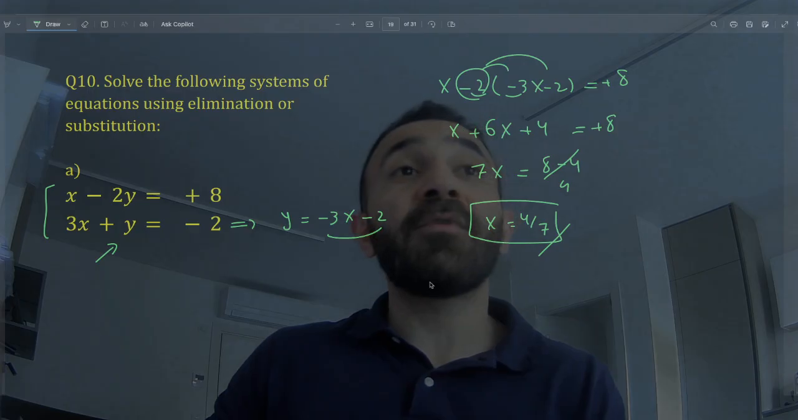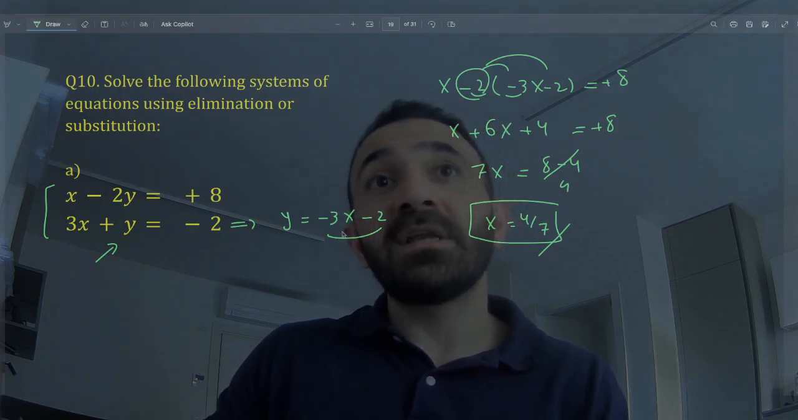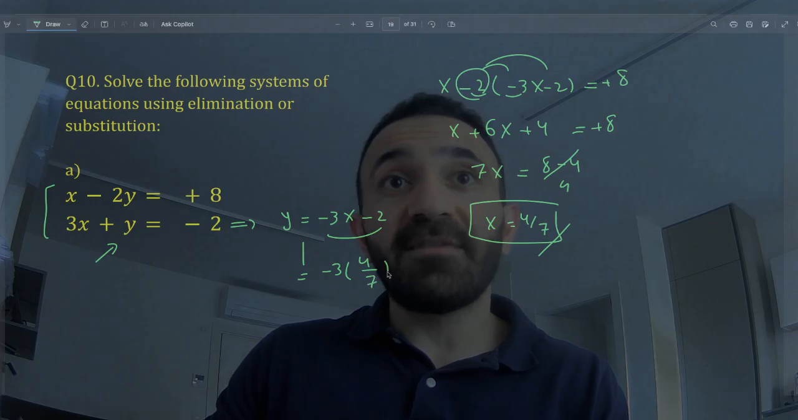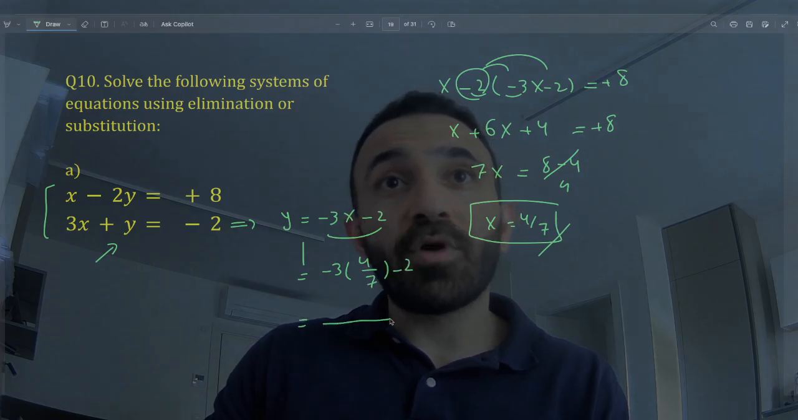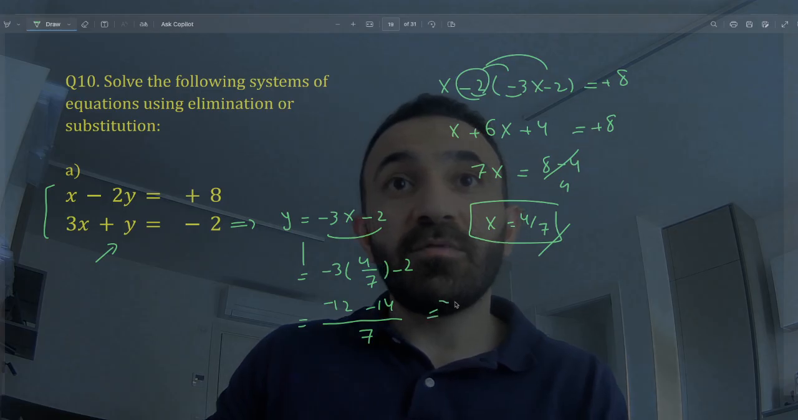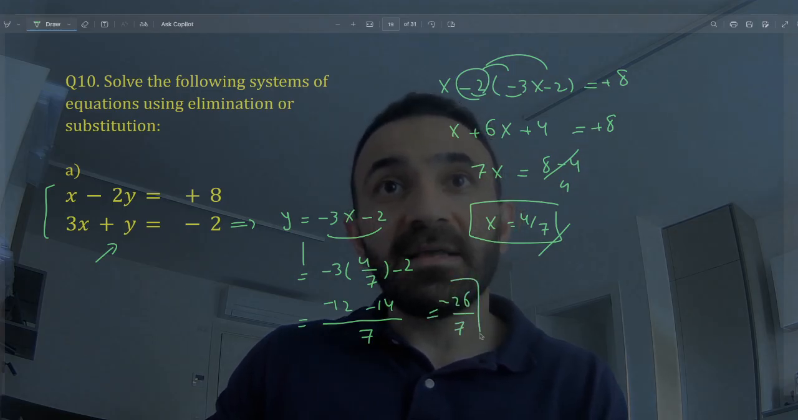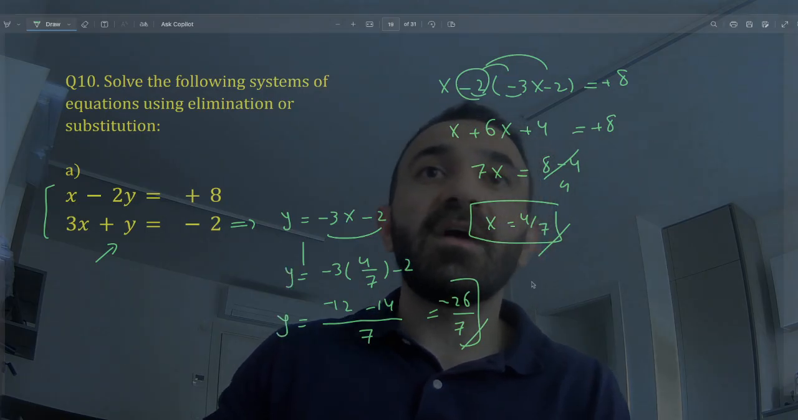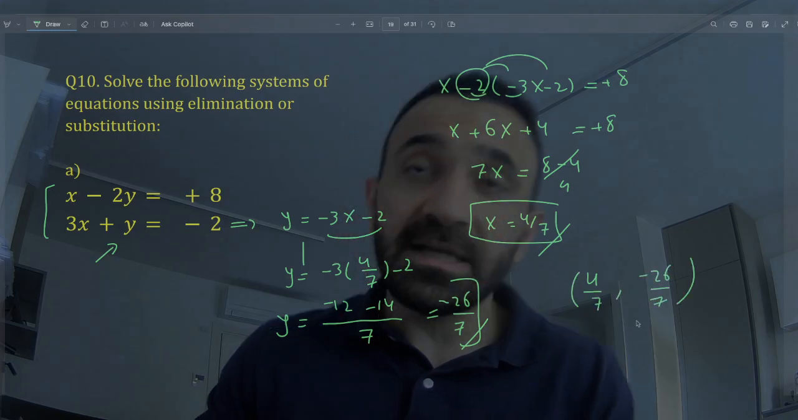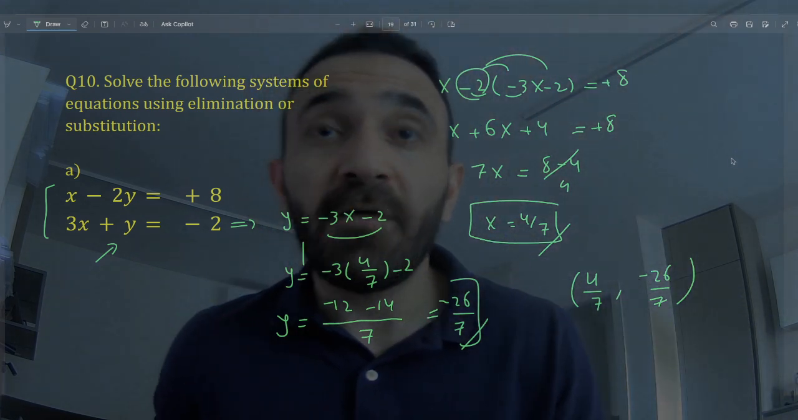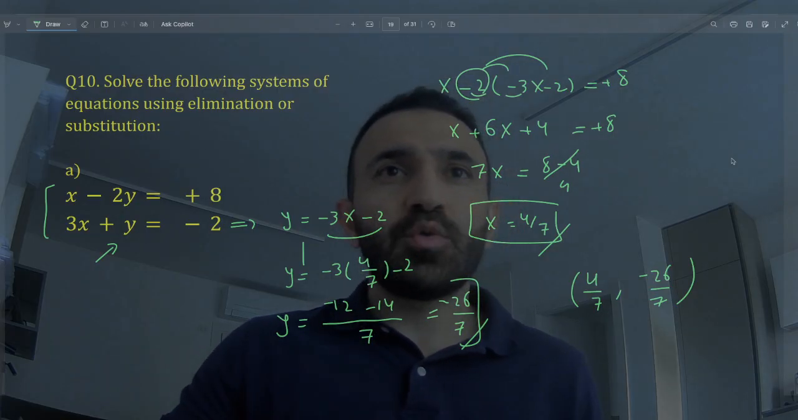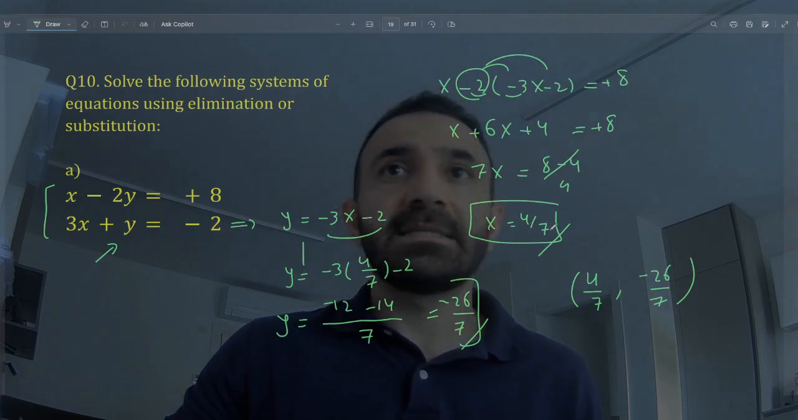That's it. Okay, how can I find the y value? You know that y equals minus 3x minus 2, so you can say y equals minus 3 times 4 over 7 minus 2. We're going to go for a common denominator, which is 7: minus 12 minus 14, which is going to give you minus 26 over 7. This is the y value. So 4 over 7 and minus 26 over 7 are the solutions of this system of equations. Let me check. Minus 26 over 7, minus 12 over 7 minus 14. Yes. Okay.